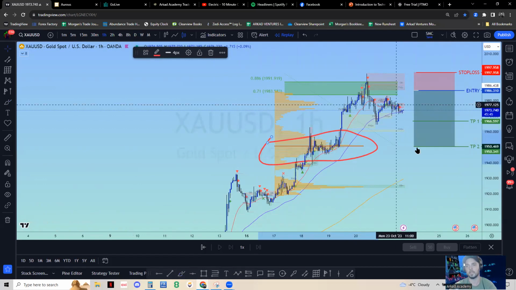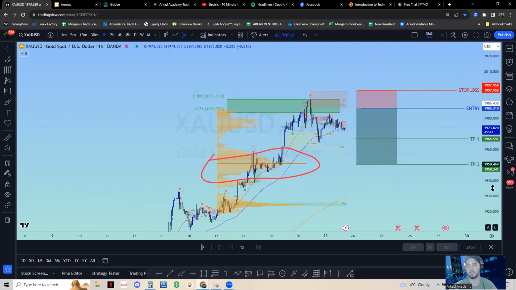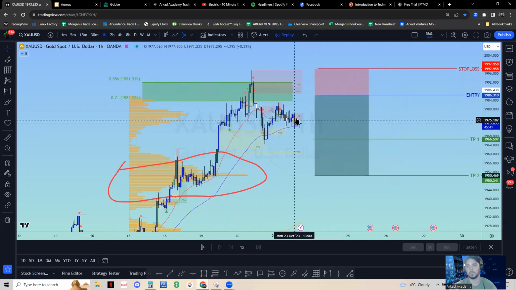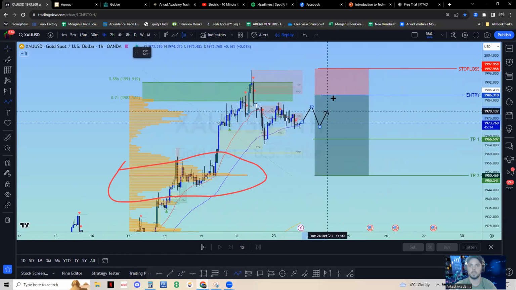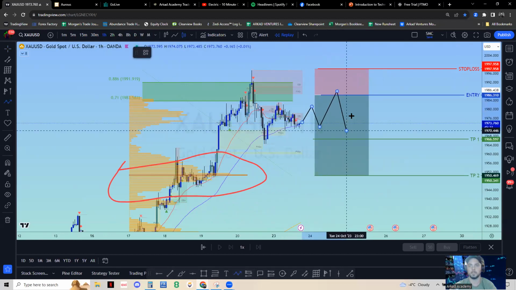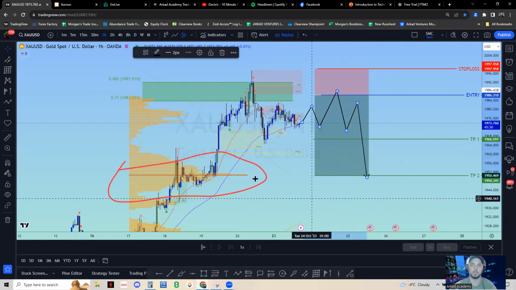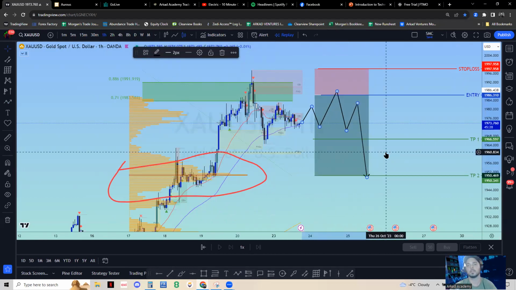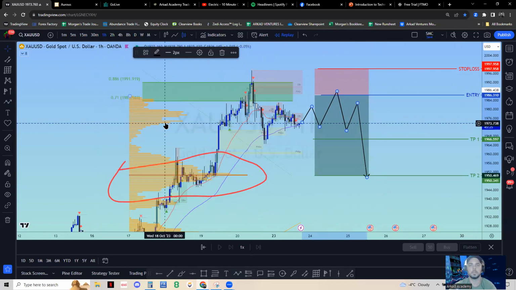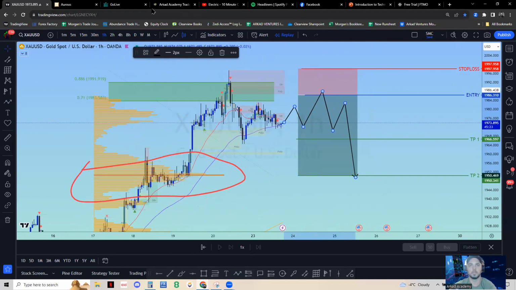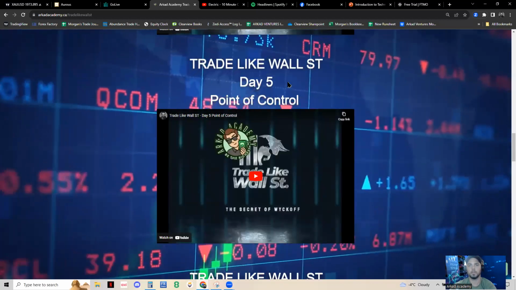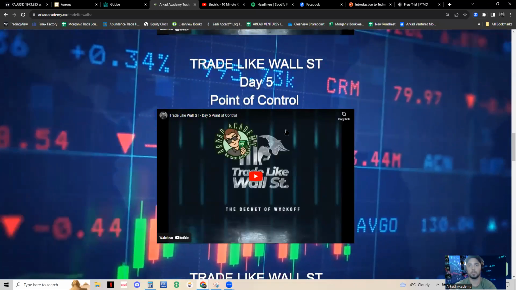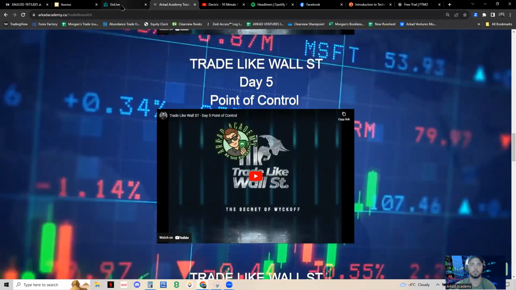This is a trade I called out to my team earlier today, and we're still waiting for it to come up in here. It's consolidating right now. We want it to come in here, and then it goes back down to these areas. And this video is all about that point of control and how to use that indicator.